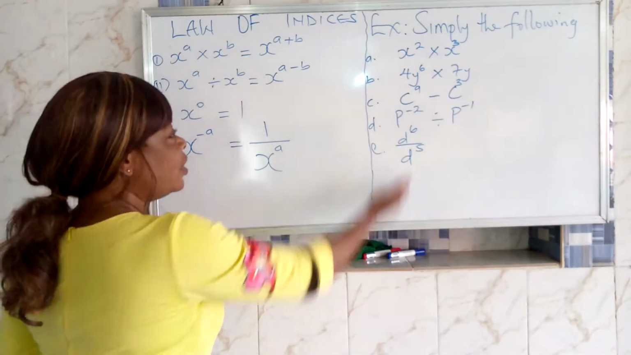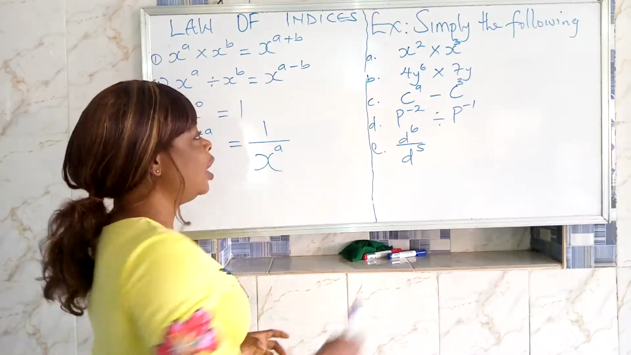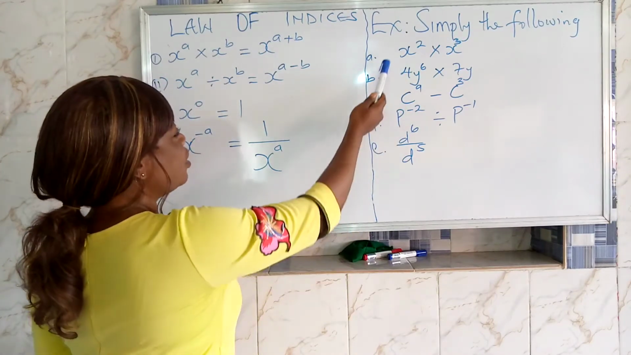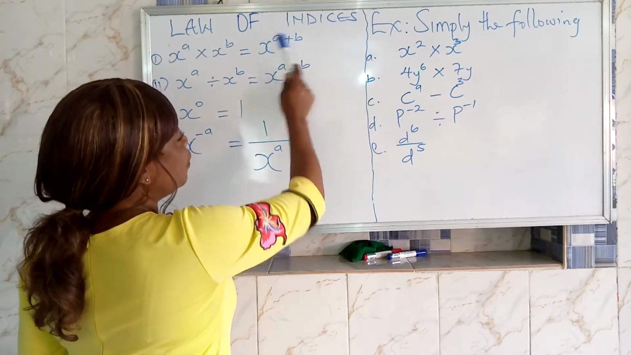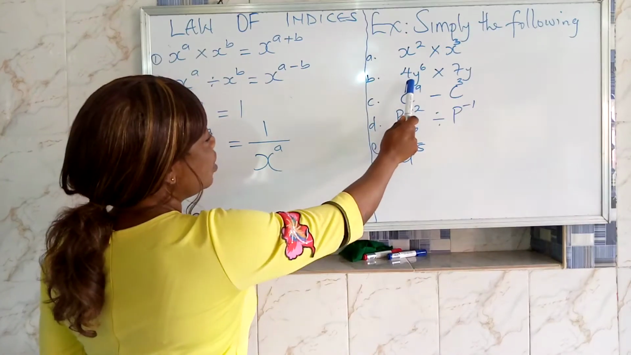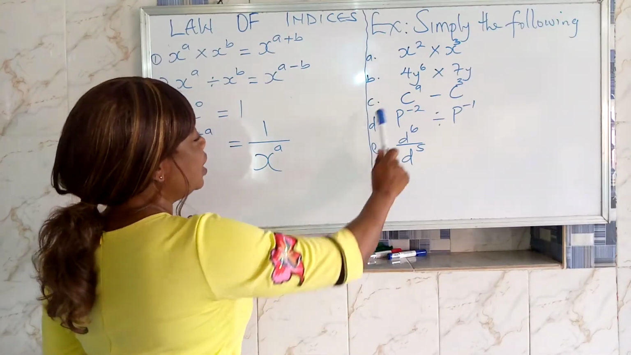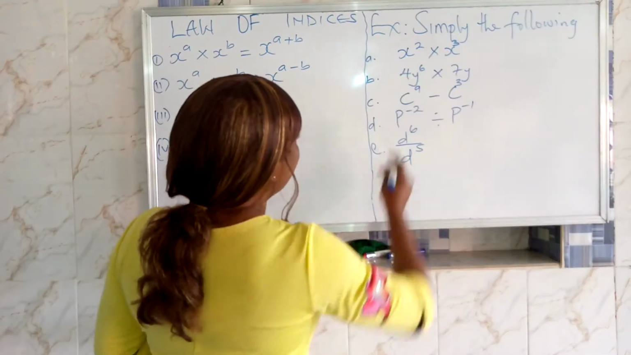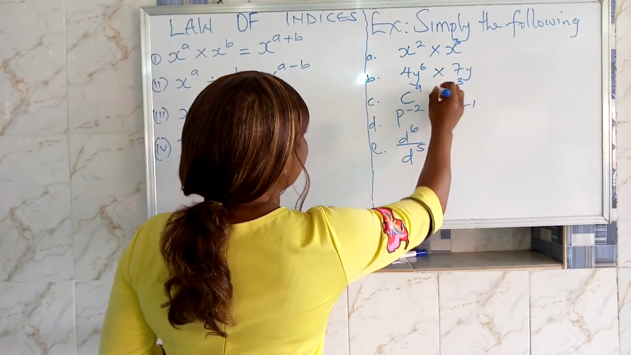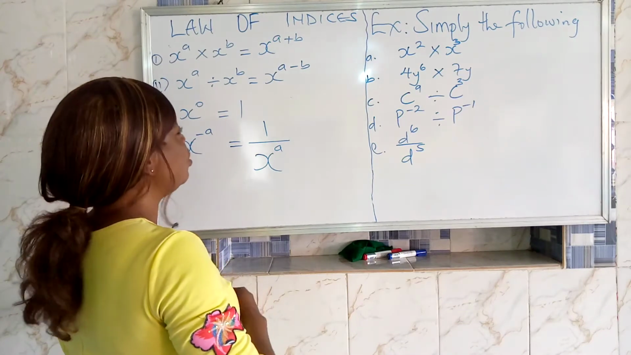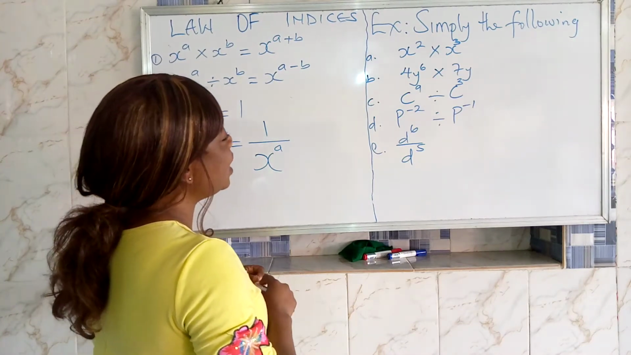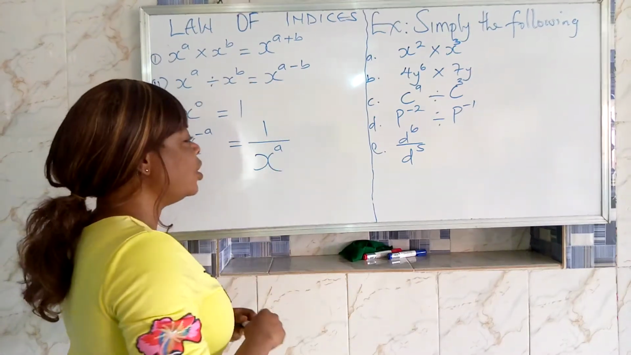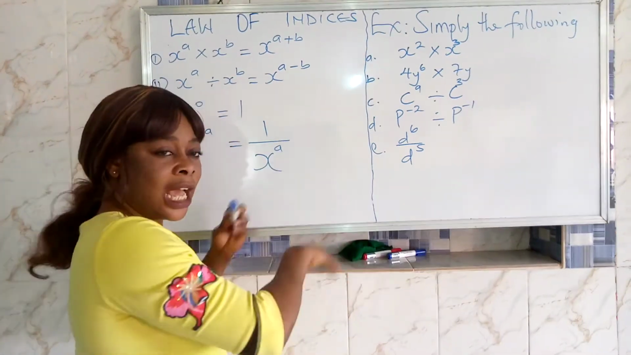Now, let's solve this question. Look at this exercise. If you look at this first question, which law can I use to solve it? I'll use the first law. The second question, I'm going to use the first law. The third question, I will use the second law. The fourth one is still under the second law. So let's solve these questions and move on.